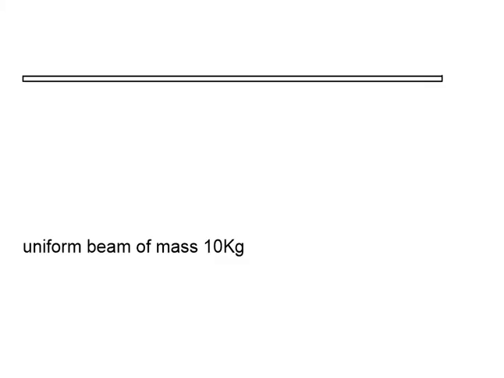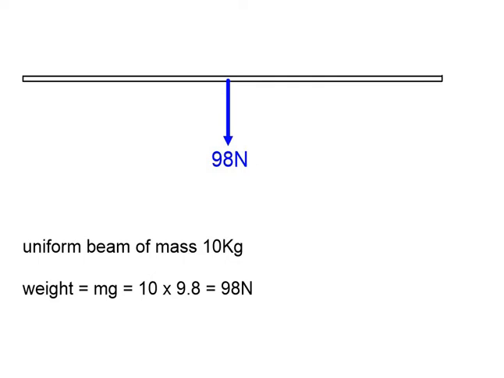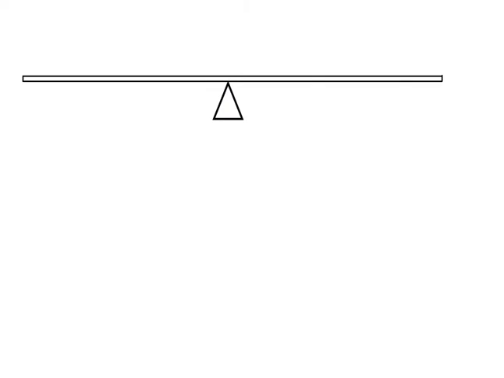A uniform beam of mass 10 kilograms will have a weight of 98 newtons, which acts right at the center. The beam is placed on this object, and this point, the pivot point, is right at the center of the beam, creating a seesaw. There is the weight force acting at the pivot point here at the center, and a normal reaction. If we were to take moments at this point, then both of these will produce 0 moments, because the perpendicular distance from the force to the pivot point is 0, so we can safely ignore these.